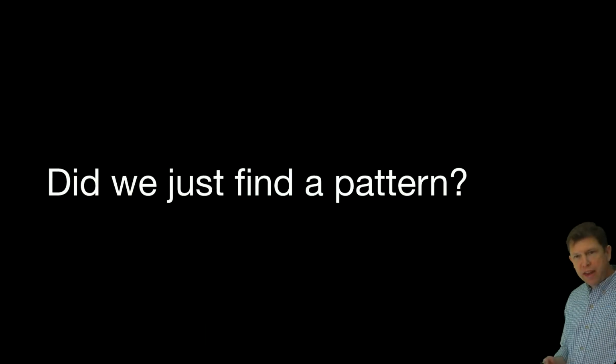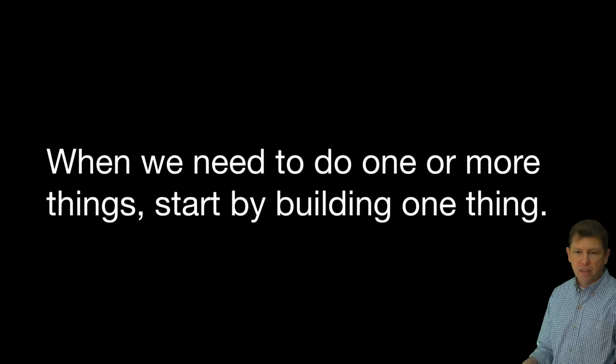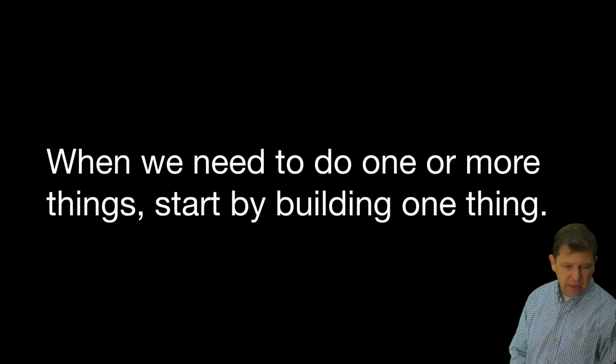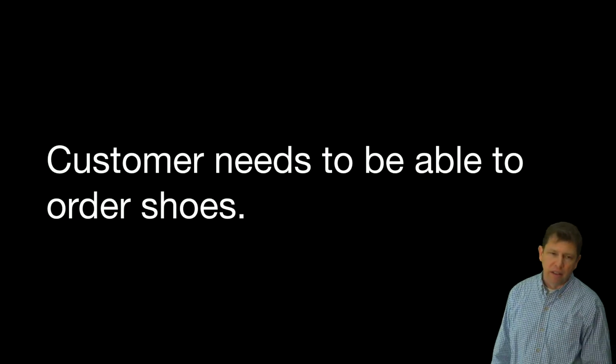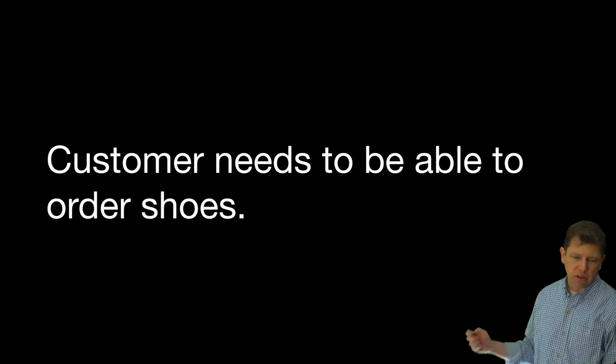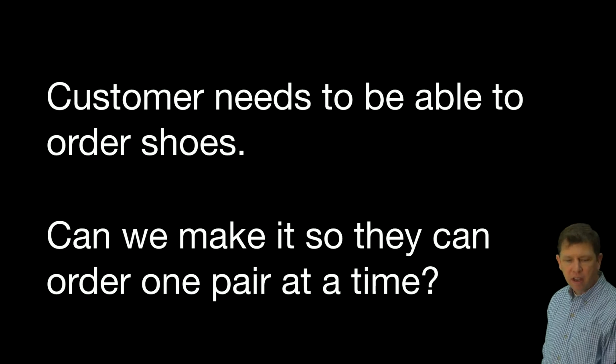Okay, so with that example, did we just find a pattern? When we need to do one or more things, start by building one thing and delivering it. So for example, customer needs to be able to order shoes. You've probably seen this example before. We're building an e-commerce site for, I think, Joe's shoe sale shop or something like that. So customer needs to be able to order shoes, but can we make it so they can order one pair at a time? We obviously want a shopping cart and all those things, but what if we do something like this?